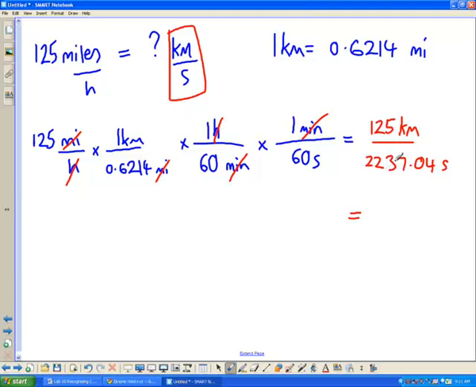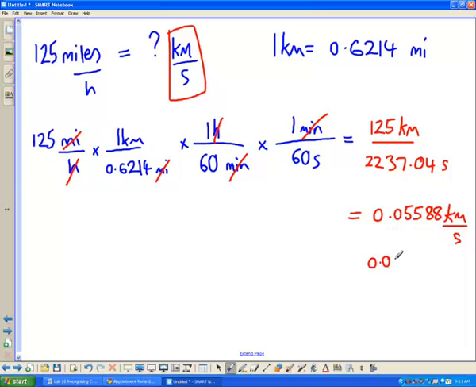And of course we have to divide that out. 125 divided by 2237.04, which ends up being 0.05588 kilometers per second. Now again, we want to make sure we show this answer to the right number of significant figures, and right now we have, what is that, 1, 2, 3, 4 significant figures. So the question becomes, well, how many significant figures do we have to show it to? Well, of course the answer is 3. So we just take this, we lop off the 8, replace this with a 9, we just round up there.